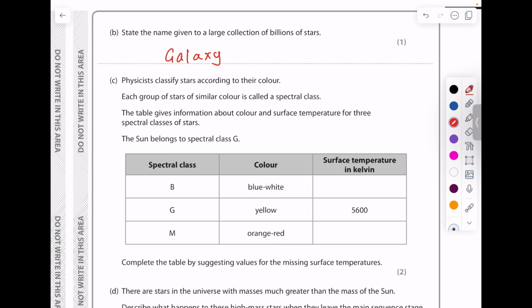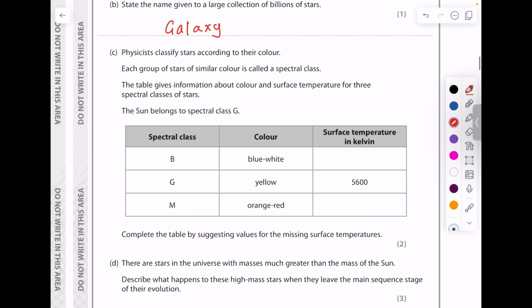Physicists classify stars according to their colour. Each group of stars of similar colour is called a spectral class. The table gives information about colour and surface temperature for 3 spectral classes of stars. The Sun belongs to spectral class G. Complete the table by suggesting values for the missing surface temperatures. So remember, the hottest stars are blue and white, and the coolest stars are orange-red. So we need to increase 5,600. That'll give you lots of options here. Anything higher than 5,600. I'm going to go in with 8,000. And we need to go lower for spectral class M, so I'm going to go 3,000.